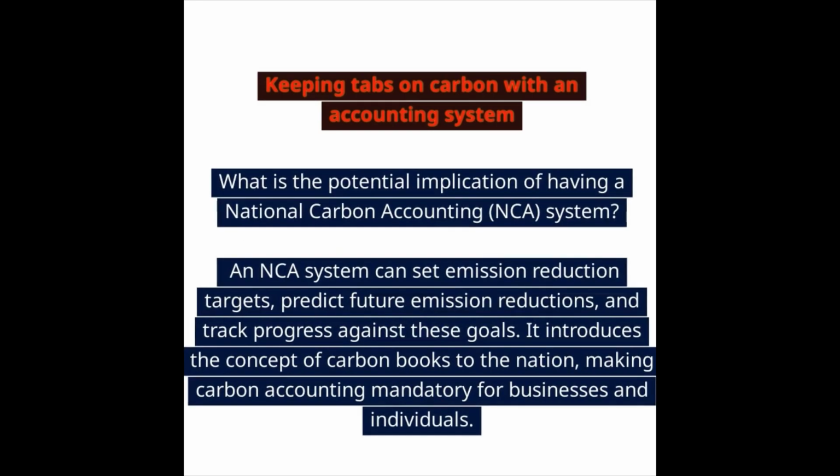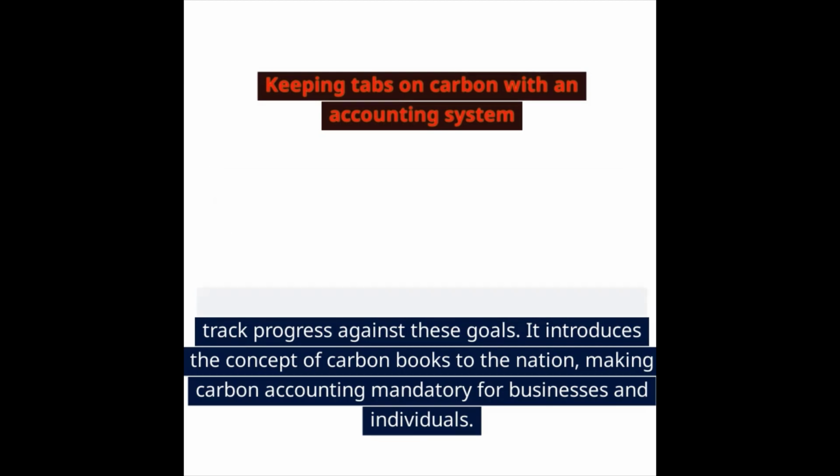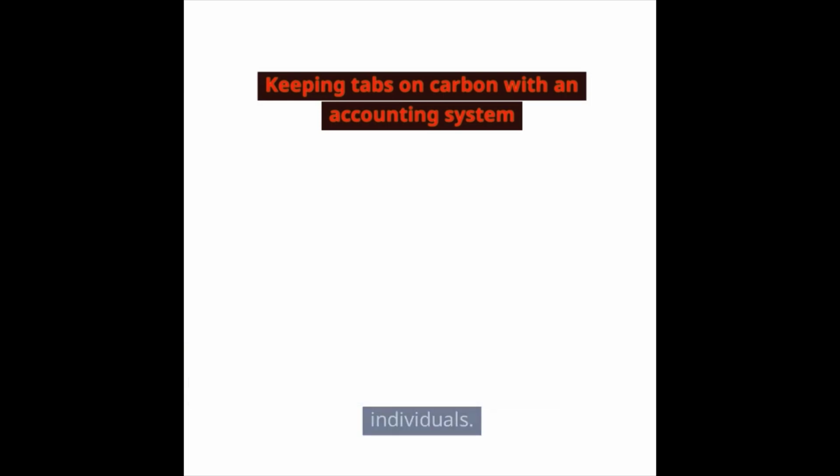What is the potential implication of having a national carbon accounting (NCA) system? An NCA system can set emission reduction targets, predict future emission reductions, and track progress against these goals. It introduces the concept of carbon books to the nation, making carbon accounting mandatory for businesses and individuals.